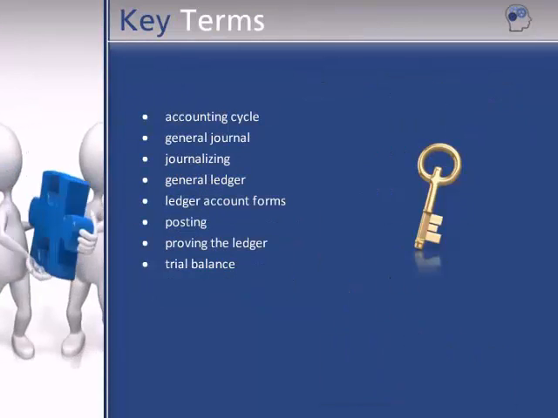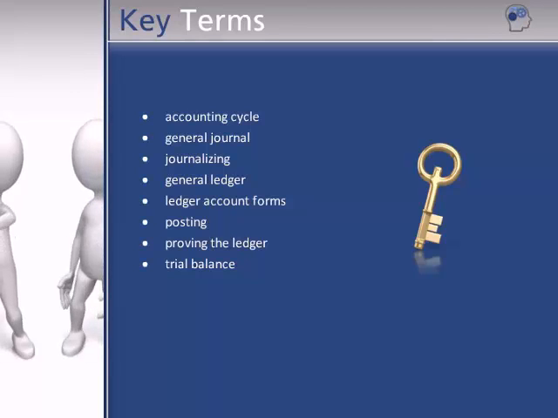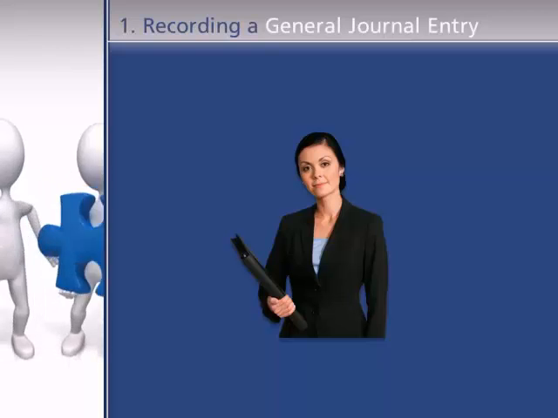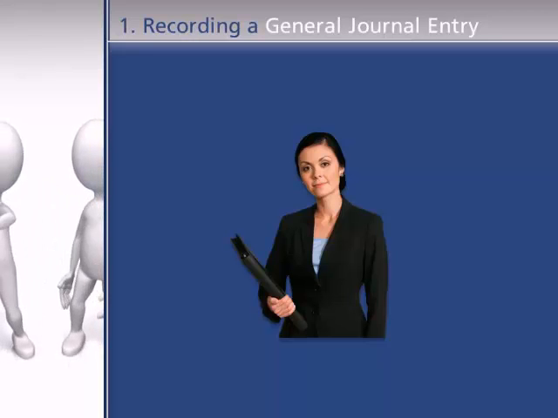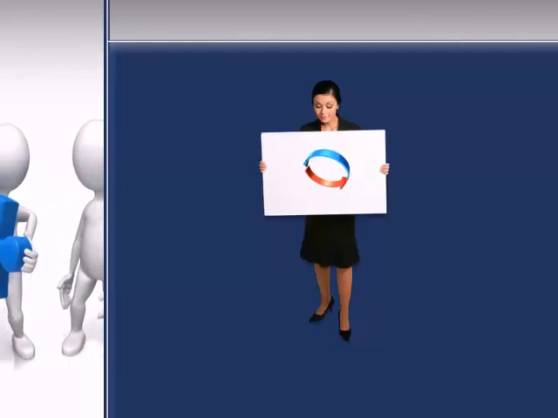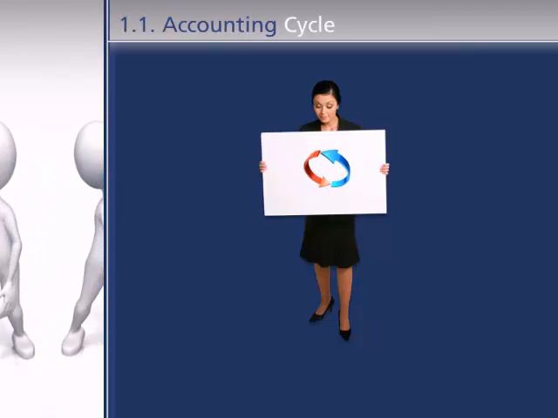As you can see, here are key terms: accounting cycle, general journal, journalizing, general ledger, ledger account forms, posting, proving the ledger, trial balance. To begin with the first point of our session, recording a general journal entry. Let's take a look at the accounting cycle.